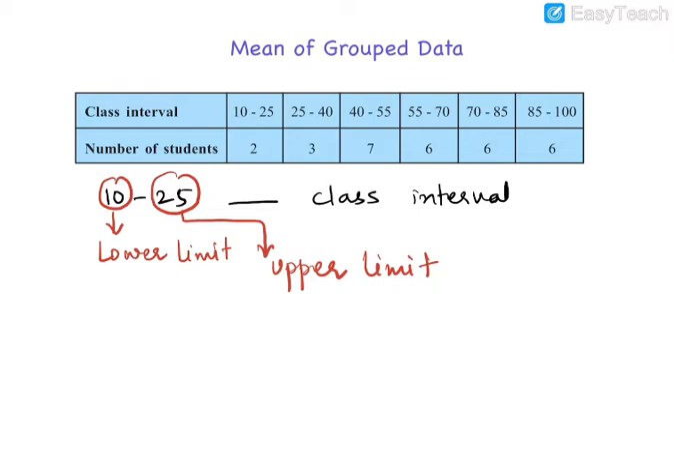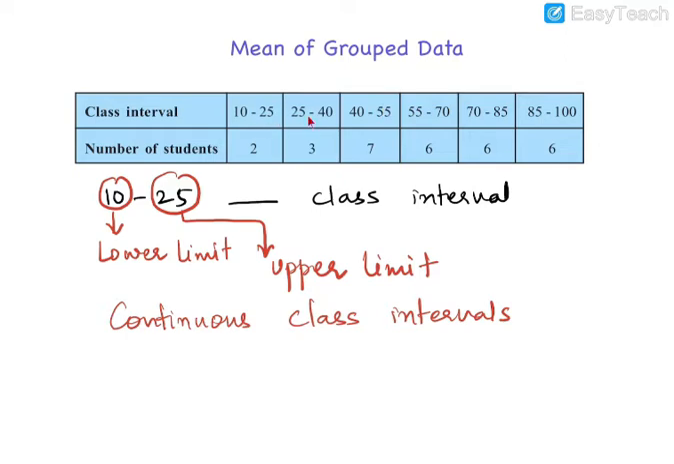Also notice that the lower limit of the second class interval is the upper limit of the first class interval. Likewise, the lower class limit of the third class interval is the same as the upper class limit of the second class interval. So these class intervals are called continuous class intervals. This particular example is an example of continuous class intervals.